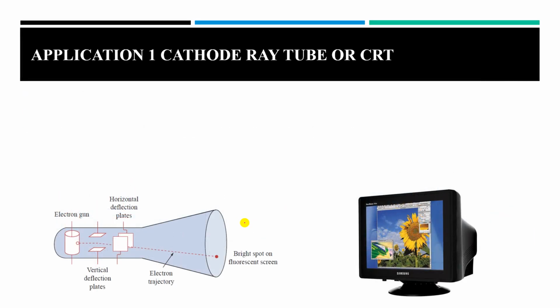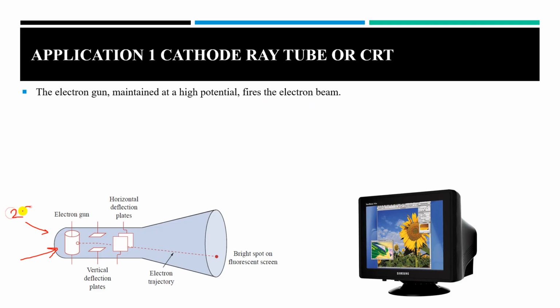So how does a cathode ray tube work? First we have here an electron gun. It is maintained at high potential and fires an electron beam. So this one has a high potential, for example 25 kilovolt, very high voltage, that fires electron beams. You can see all of these electrons are fired by the electron gun. It provides a large beam of electrons.